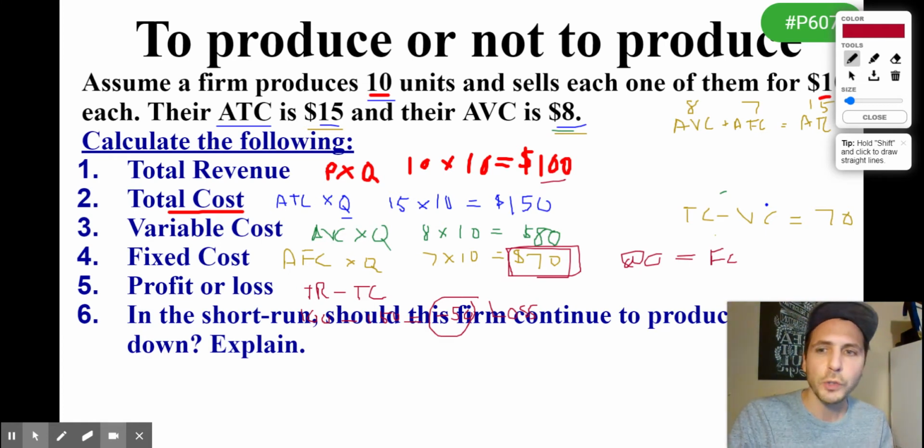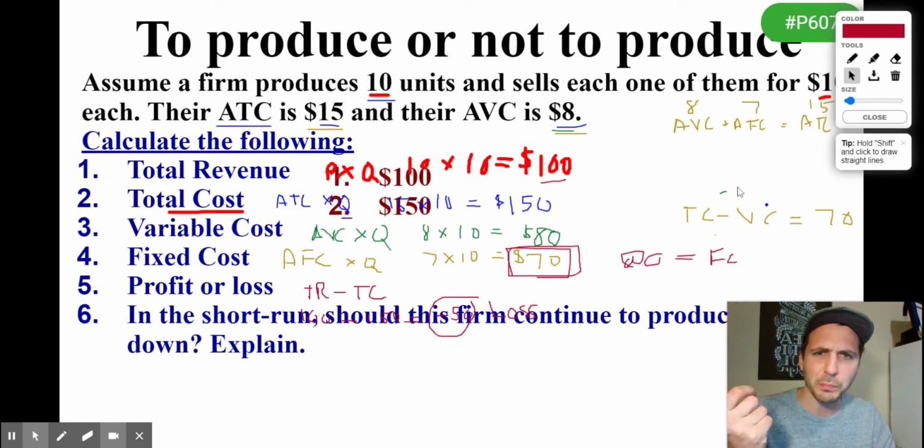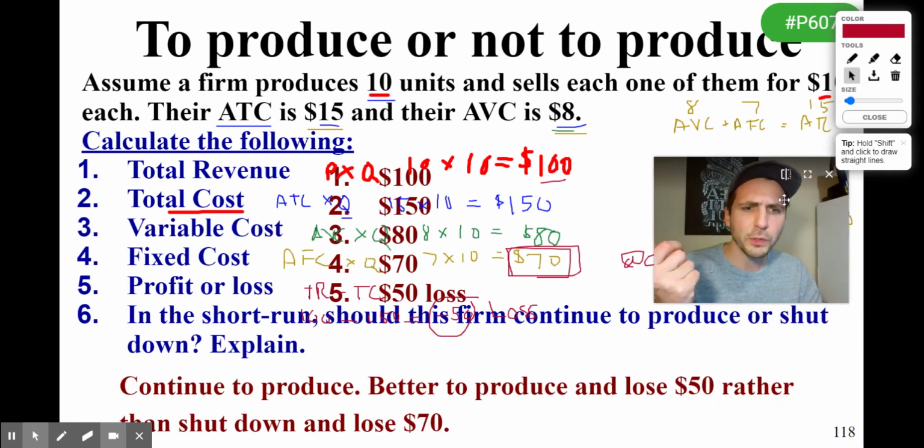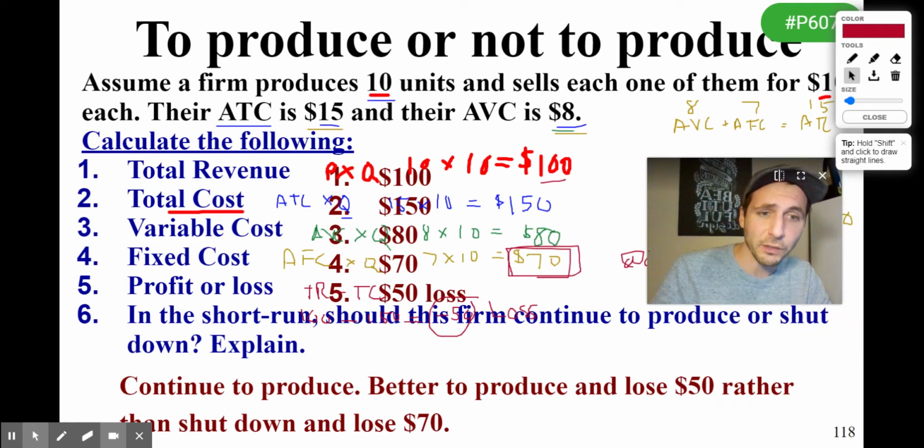So here's the juxtaposition. Does it make sense to produce and have a loss of $50, or to shut down and have a fixed cost of $70? Should I have a $50 loss or shut down and pay $70? Well, of course I should keep on producing. I'll continue to produce because it's better for me to produce and lose $50 than to shut down and still have to pay my fixed costs. That's the shutdown rule, right? If your fixed costs are greater than your economic losses, you're going to keep producing because it's better to have only lost 50 instead of shutting down and having to pay 70.